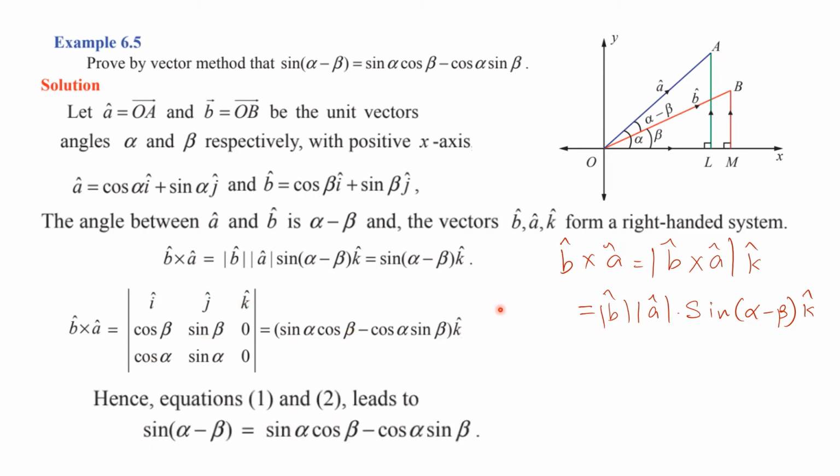So by applying the two equations, we can say from here and here, which is sine alpha minus beta k cap is equal to sine alpha cos beta minus cos alpha sine beta into k cap. So this is the magnitude. So these two are equal. So we can say sine alpha minus beta is equal to sine alpha cos beta minus cos alpha sine beta. So hence the proof.